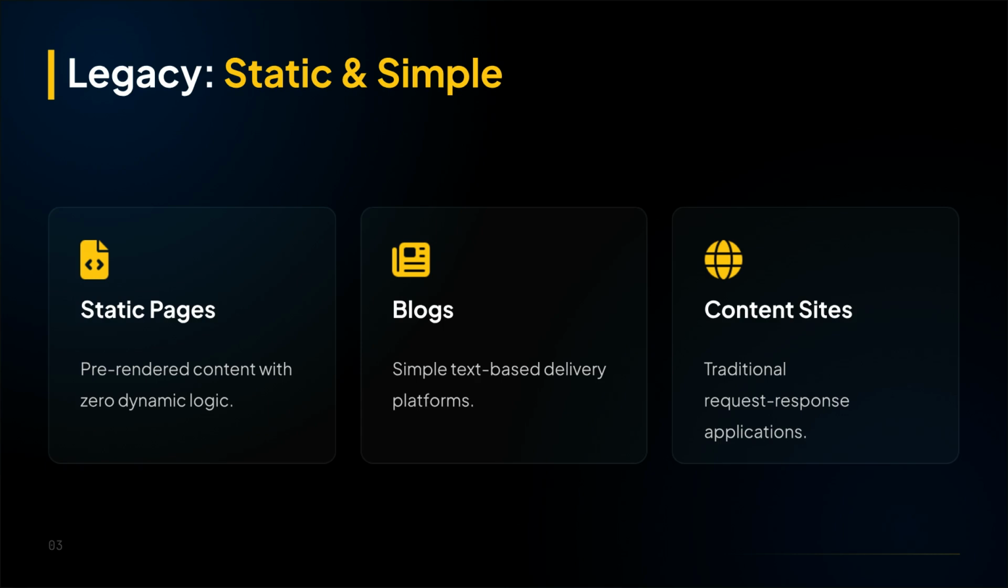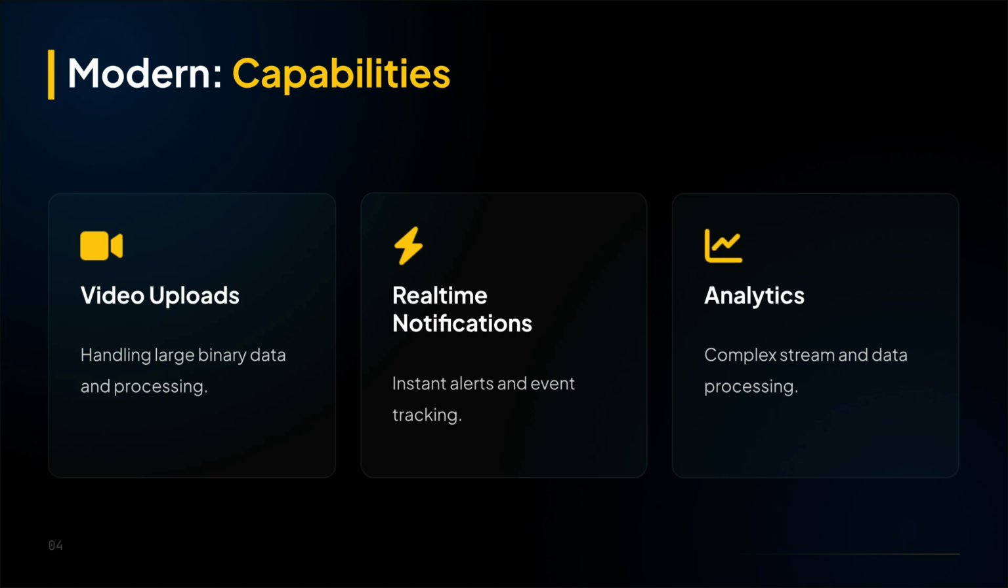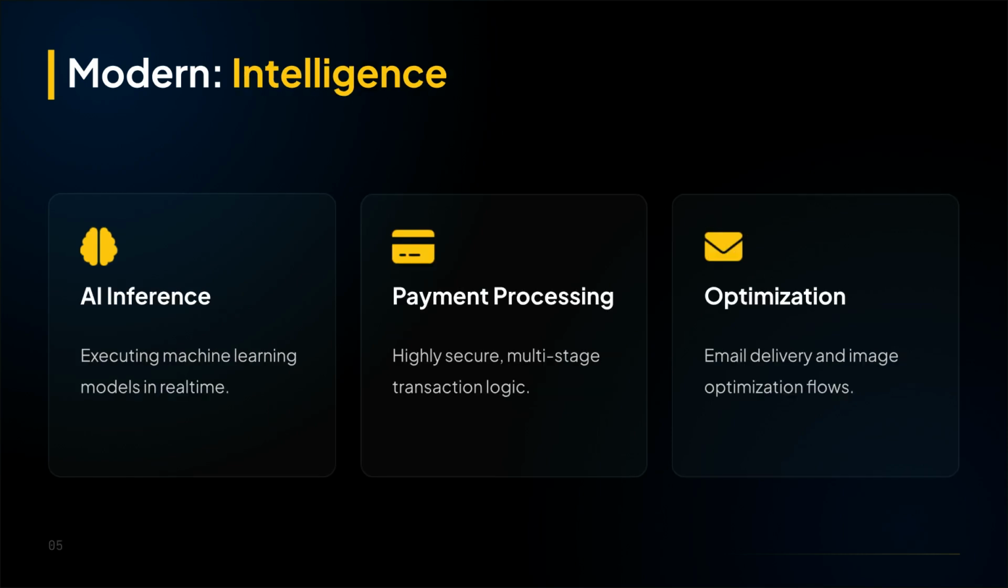In the past, backend architecture was static and simple, dealing primarily with content delivery through static pages, blogs, and traditional request-response content sites. Modern backend capabilities include handling video uploads with large binary data, providing real-time notifications and tracking events, and performing complex stream and data analytics. Modern intelligence extends to running AI inference models in real time, executing highly secure, multi-stage payment processing logic, and optimizing flows like email delivery and image processing.